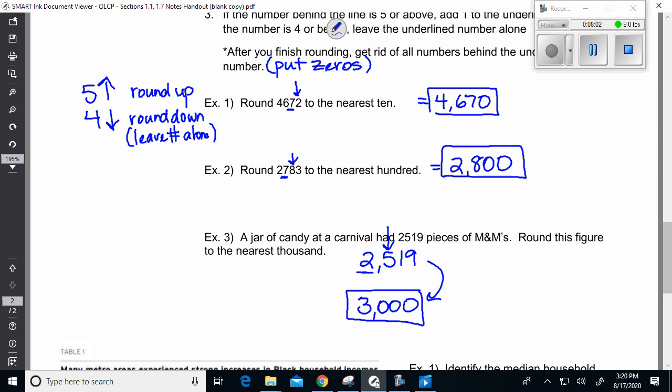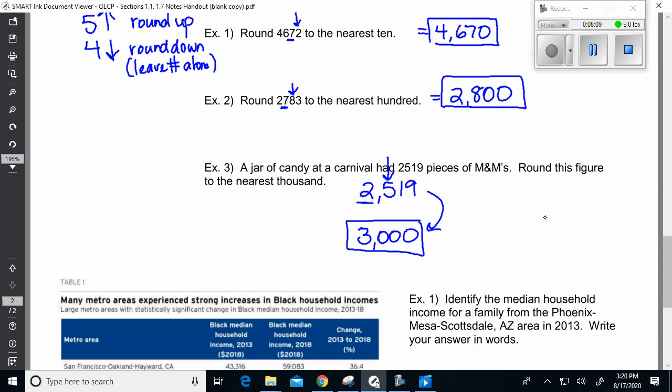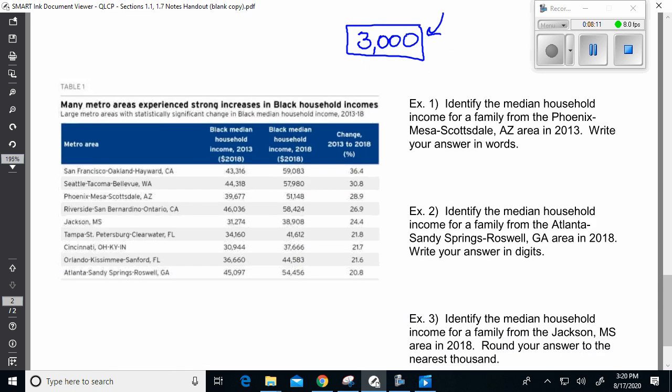So let's go ahead and tie these two together and look at a table. For this table, we're looking at Black household incomes comparing the year 2013 to 2018. Example 1: identify the median household income for a family from the Phoenix, Mesa, Scottsdale, Arizona area in 2013. Write your answer in words.